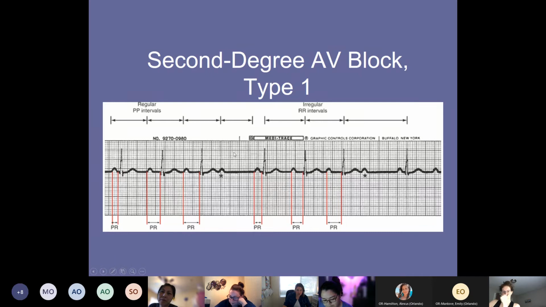Because we don't have a QRS, it's no longer a sinus rhythm because it's not following through from the SA to the AV to the rest of the heart. We have a dropped beat here. It's no longer a sinus rhythm. Second degree AV block type 1, it's also called Wenckebach. It's a little more fun to say. He was a Dutch anatomist.